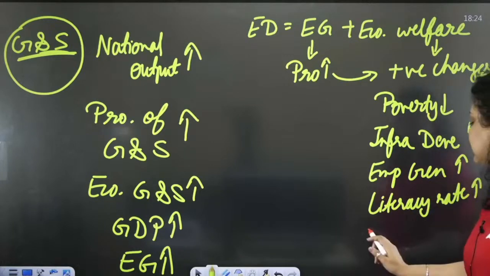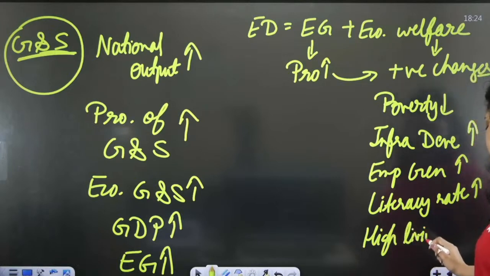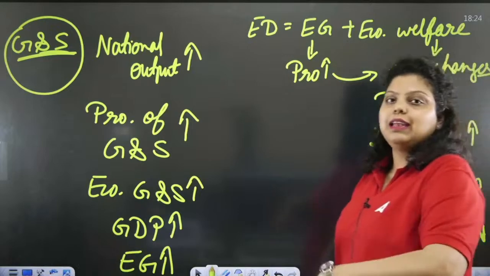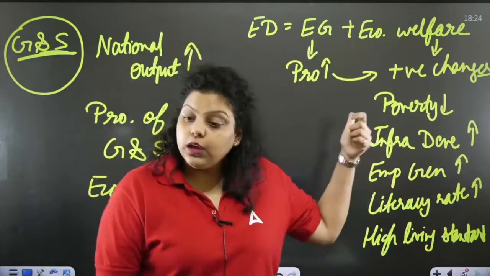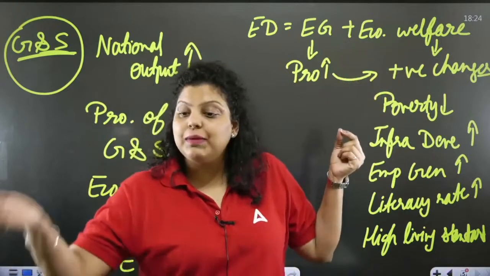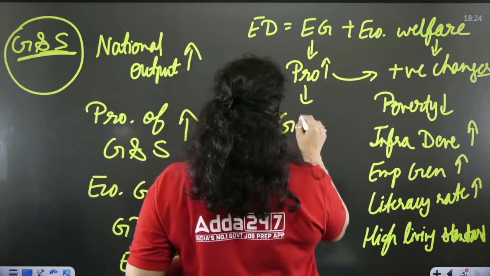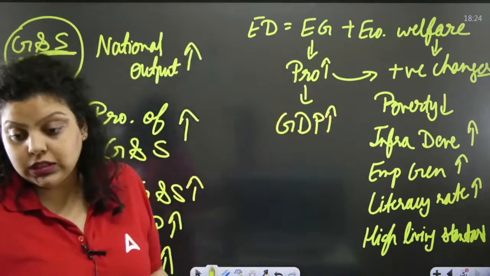You can say a high living standard of people is there. So these are the positive changes you can see in the life of human beings because of the increase in production. Increment in production only means an increase in GDP. If production is increasing, it means only GDP is increasing, so there is economic growth in the country.